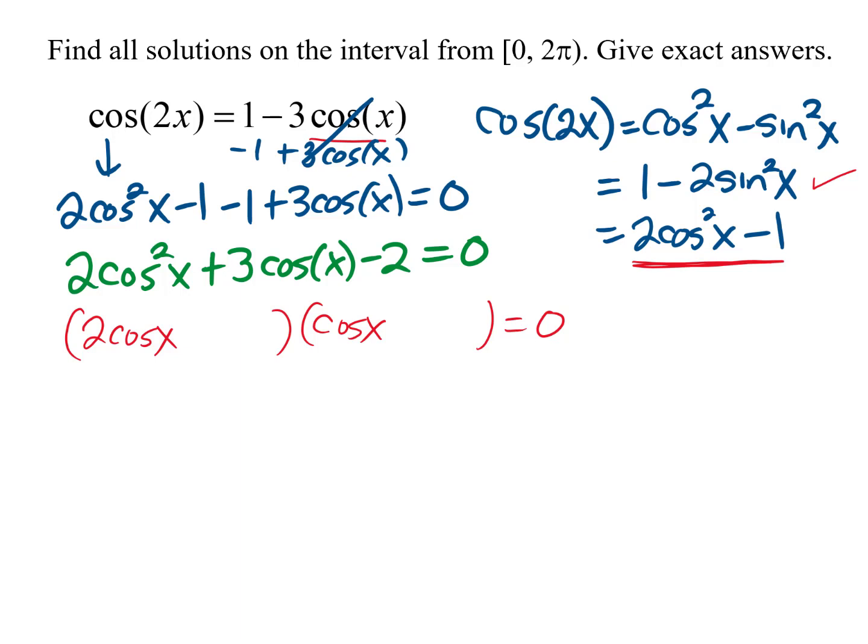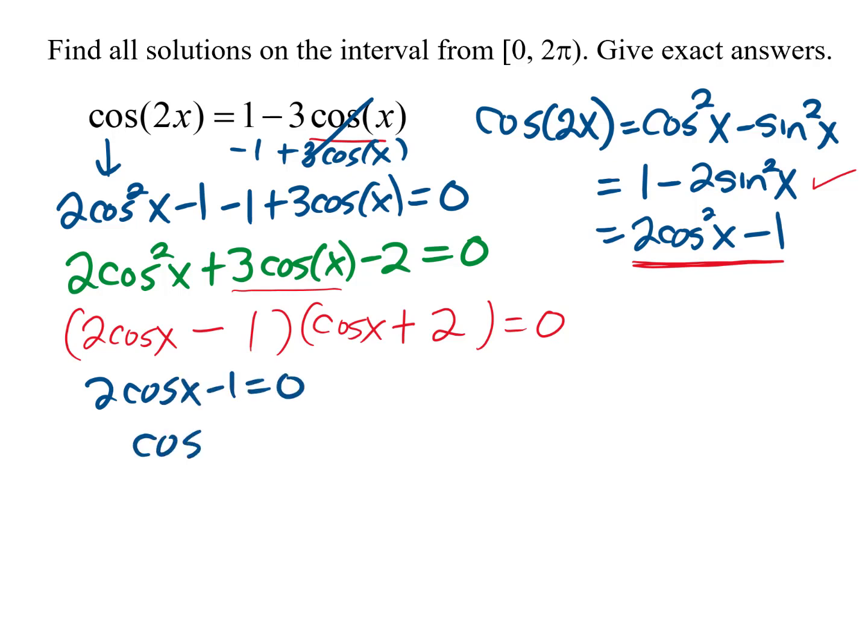So first times first needs to give me 2 cosine squared x, so that'll work. To get a negative end, I need 1 plus and 1 minus. Now I'm going to need the plus over here, so when I multiply to here, then I'll be able to get a positive in the middle, and the factors are 2 and 1, and I want to put the 2 here and the 1 here, and that one was a minus, so that if I do outers I get 4 cosine x, inners minus cosine x, and that gives me the right middle term. So there's my factors.